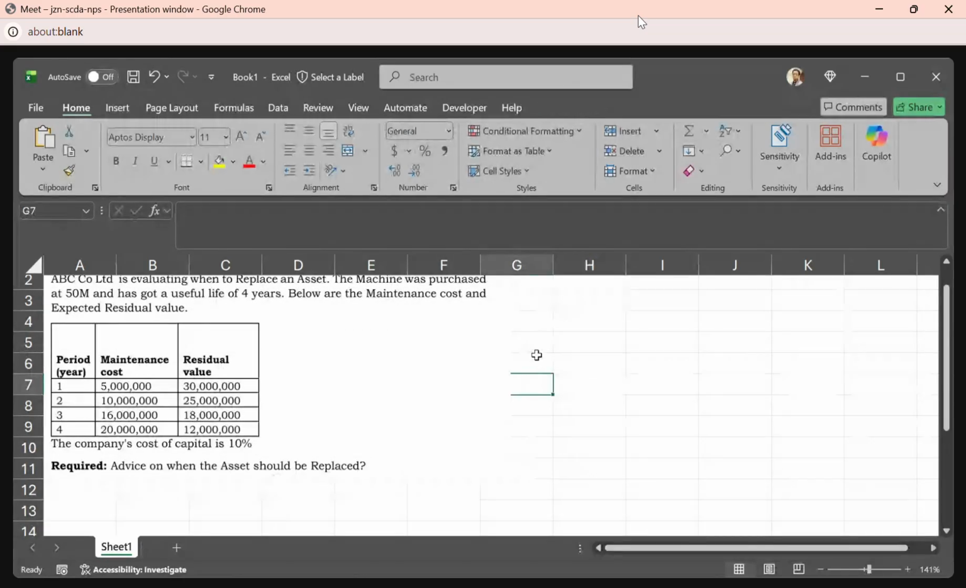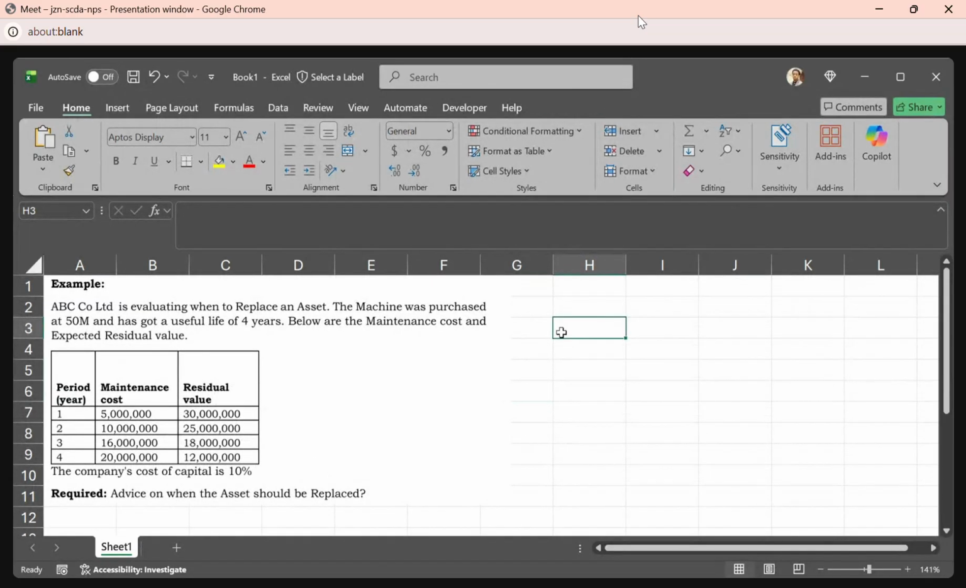All right, so this is an example we have now. To answer this question, we need to determine when the asset should be replaced. That is a requirement. So let's determine how many cycles. The number of cycles, our N, is 4 years. So if it is 4 years, it implies that we have to look for 4 cycles.